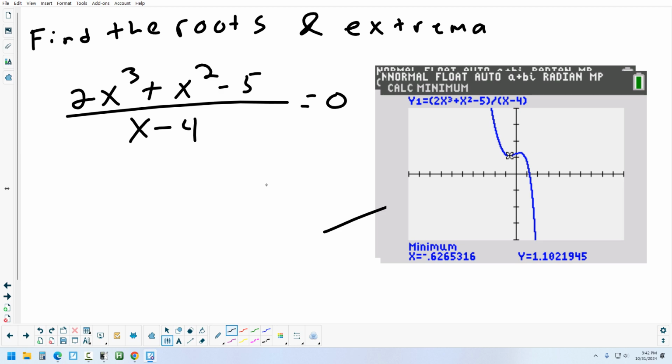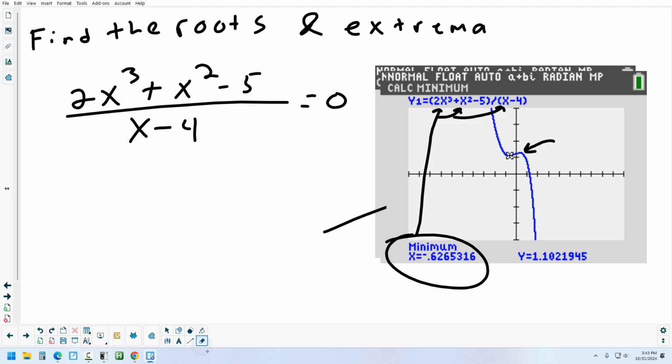So the minimum is 1.10, and that occurs when x is -0.63. So if you filled in this number here, here, and there, you would get 1.1. That's what that means. Any question on that? So the minimum is 1.1, and it occurs when x is -0.63. Now, you'd have to do the other thing to find the maximum right there. You'd do second calc maximum. But there's something else that we know should be happening in this graph.